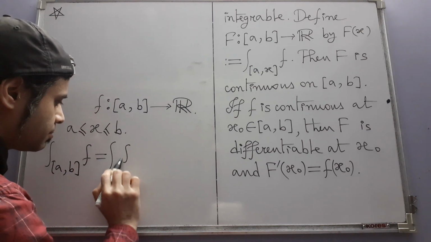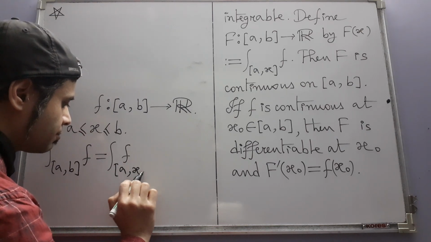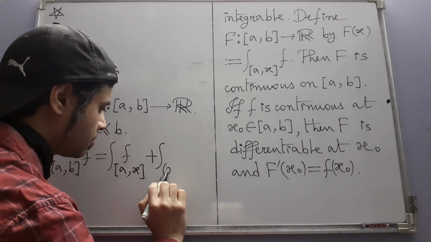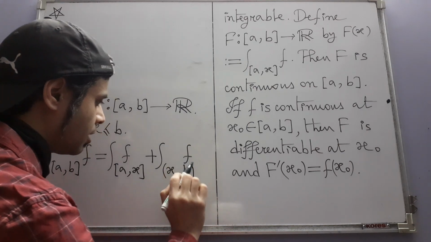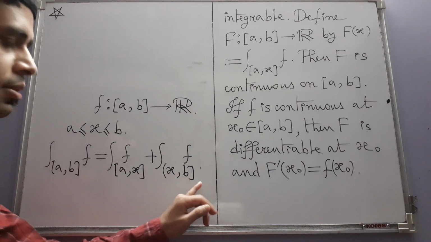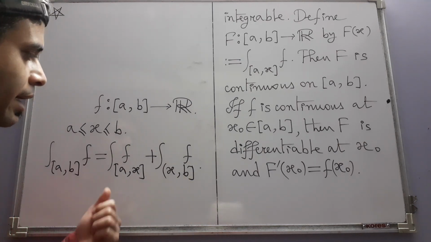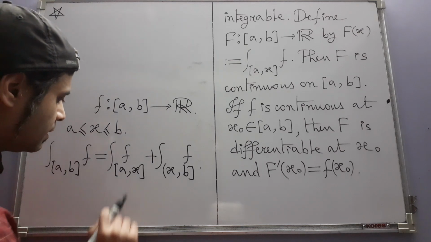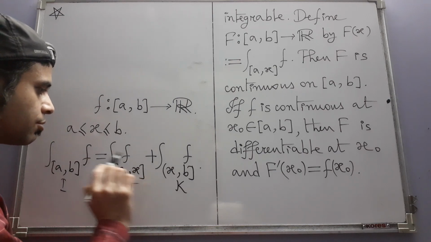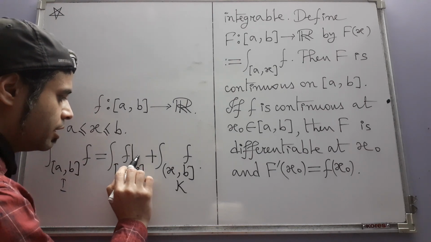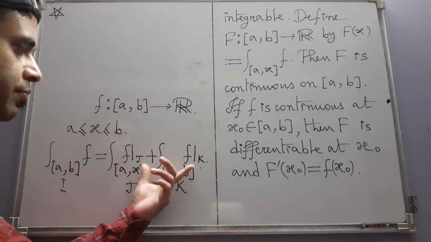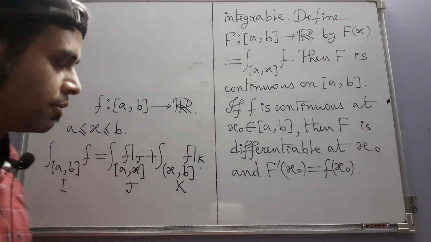is equal to the integral of f over this plus the integral of f over the other half. Other half means the other part. And truly speaking, if we are calling this interval I, this one J and this one K, then we should consider the restrictions of f to J and K respectively. This notation may help you remember what we are talking about.